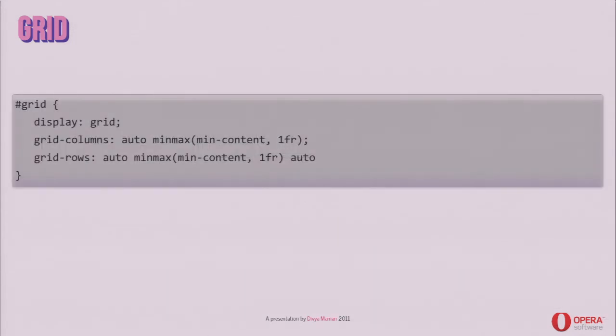So the way you would trigger a grid layout is that on the parent selector where you want that grid to occur, you would use the display property and set it to grid. And then you would say how many columns and how many rows you want. Grid columns are very easy to understand, but note that you specify the width of the columns that you want. So you say auto, which means the first column is going to occupy as much space as the content allows. And then you have the minmax function.